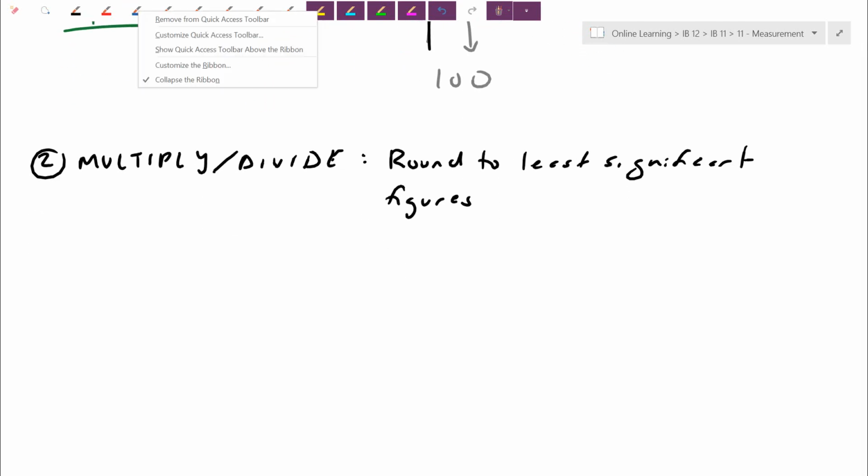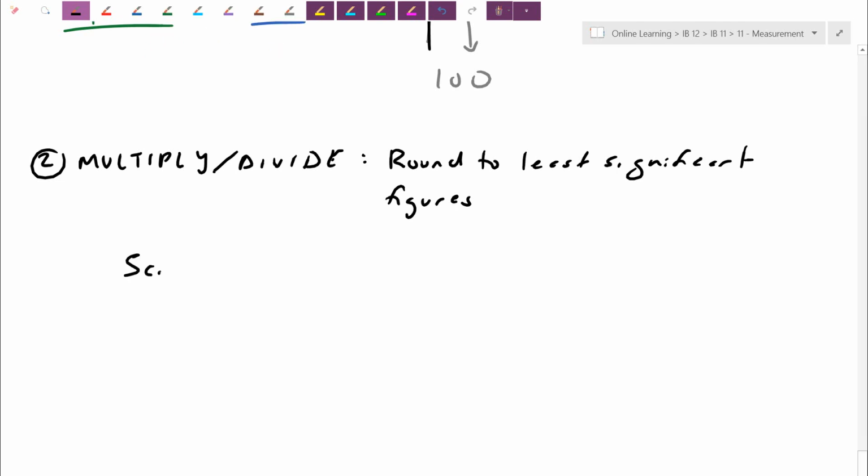So for example, let's take distance: 5 centimeters multiplied by 7 centimeters. Easy. The calculator says 35 centimeters. But these are measurements, so the calculator didn't know that you weren't really sure of the 5 or the 7. In fact, both of these numbers only have one significant figure. You can't end up with something more precise than what you put in.